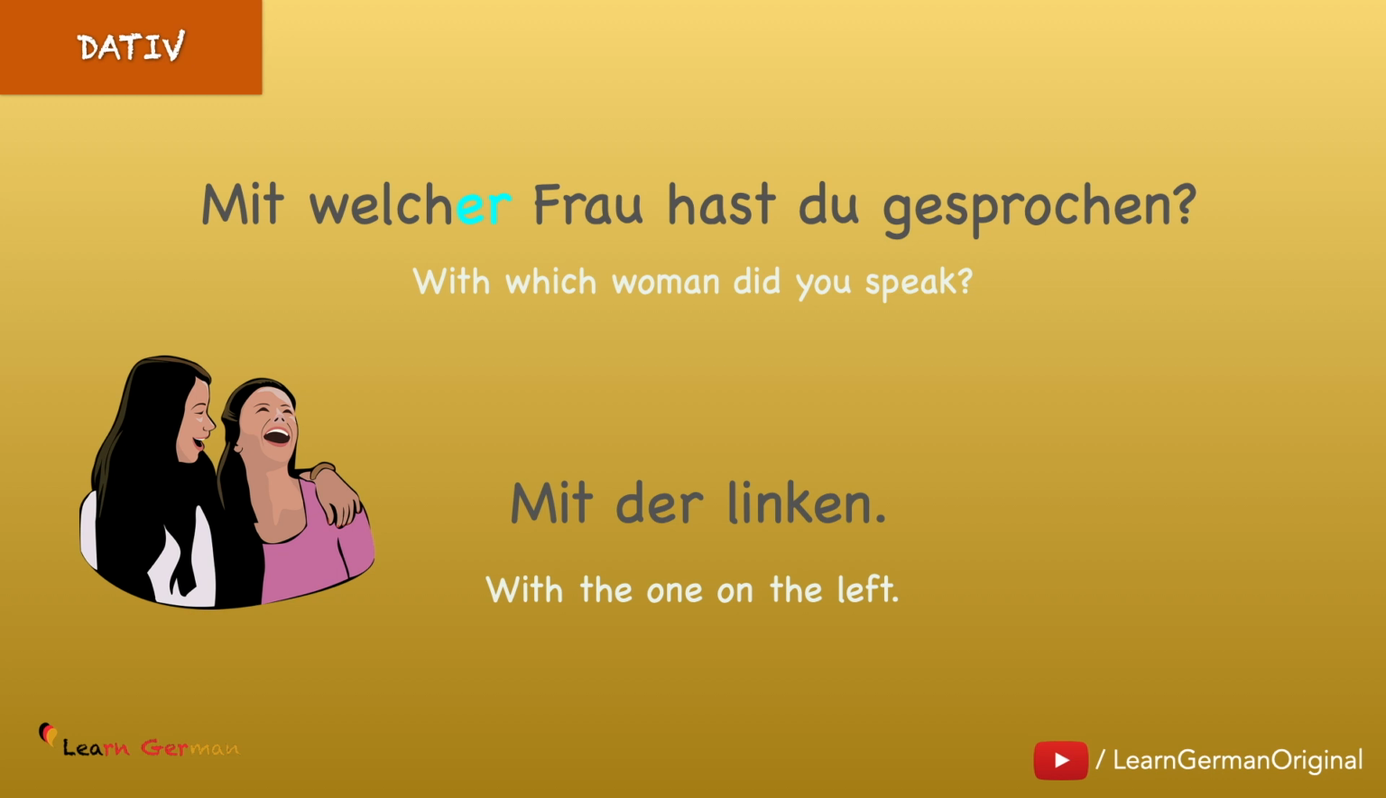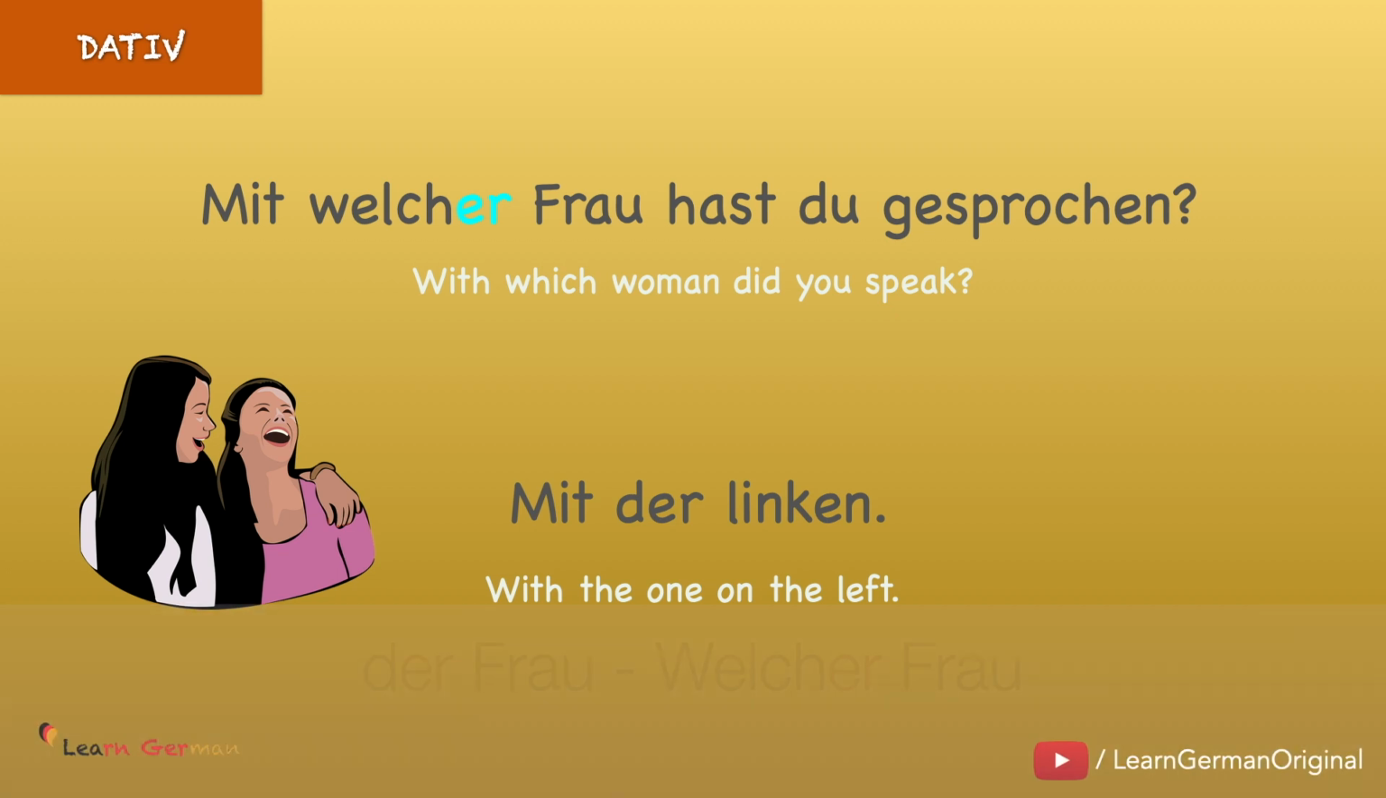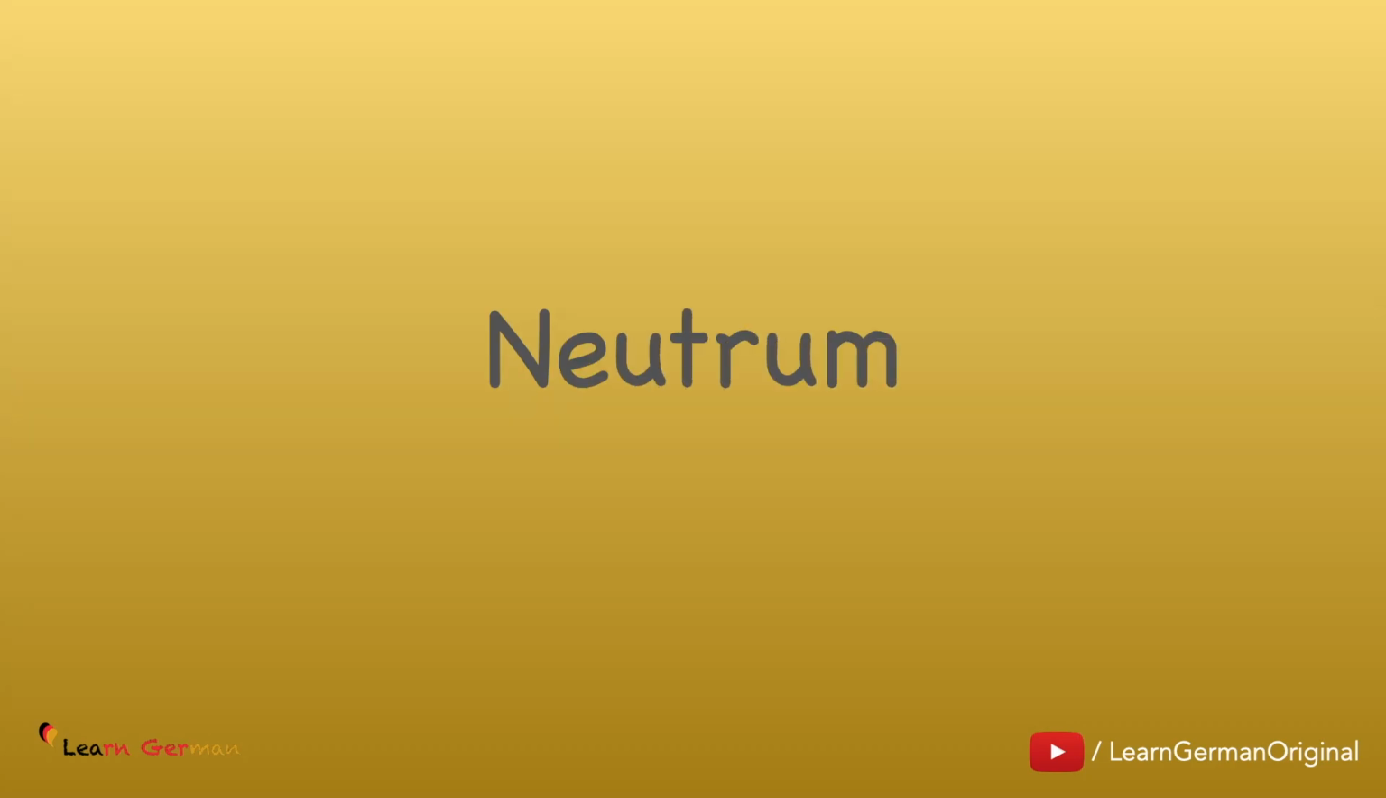In this case, we are using a dative preposition mit. The feminine article die changes to der in dative. Hence, Welch takes the ending er from the dative feminine article der. Mit der Linken. Don't forget to use the preposition here. Now let's move on to the Neutrum article. Let's look at the nominative case.